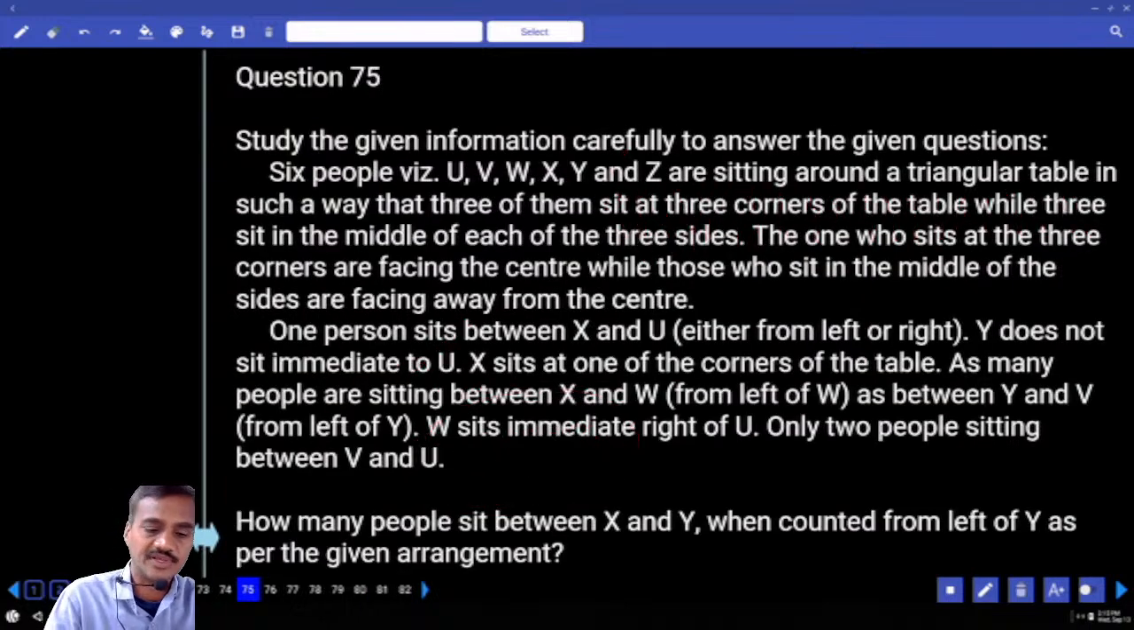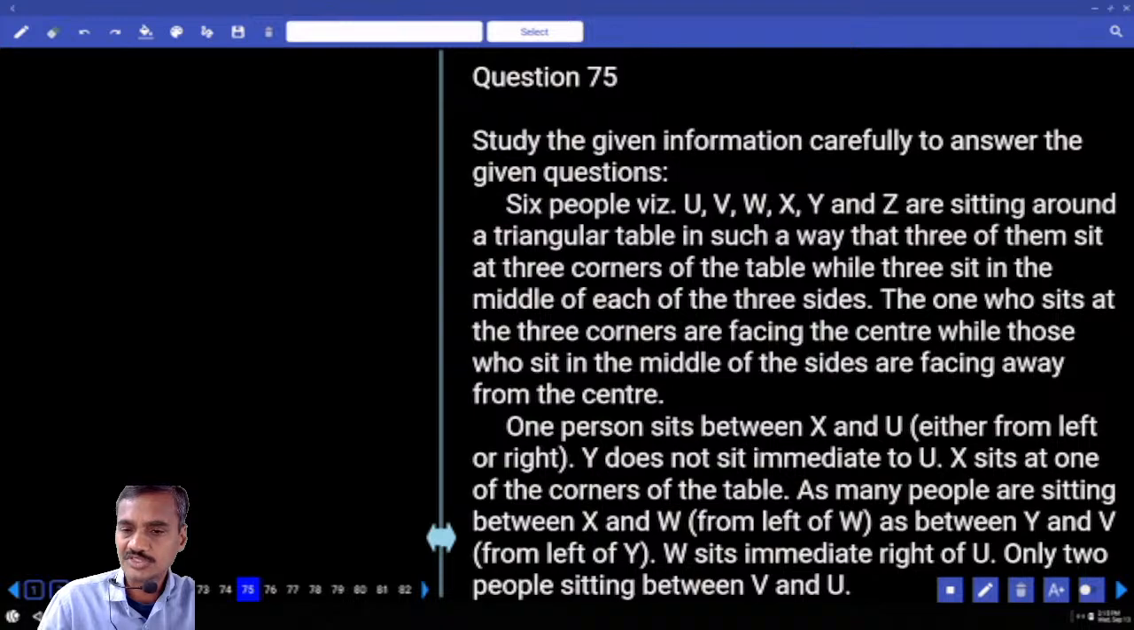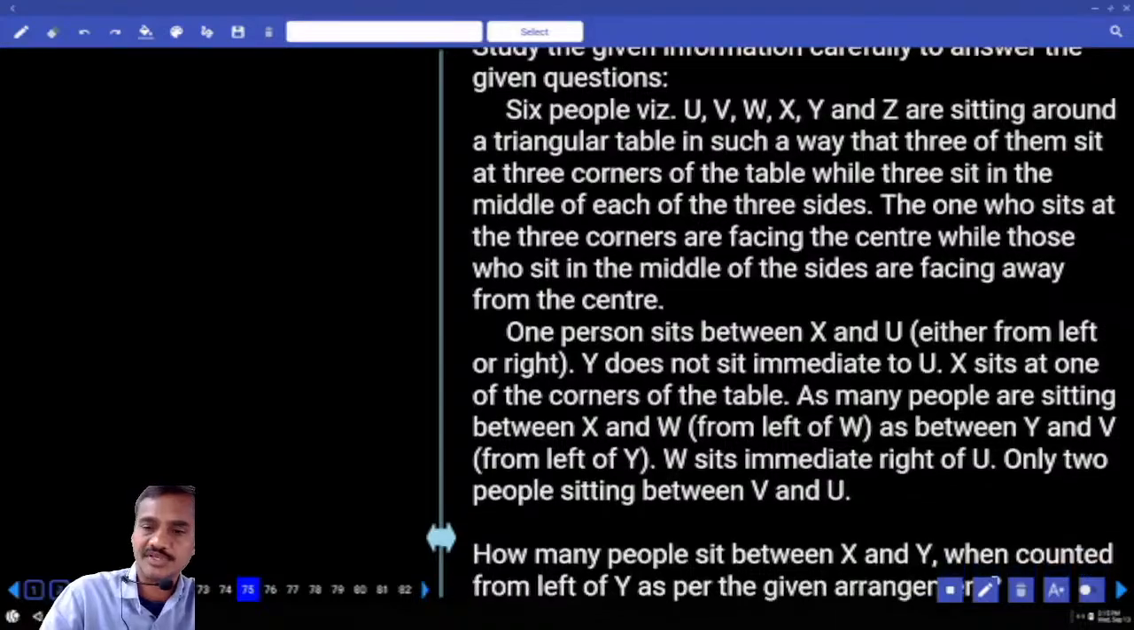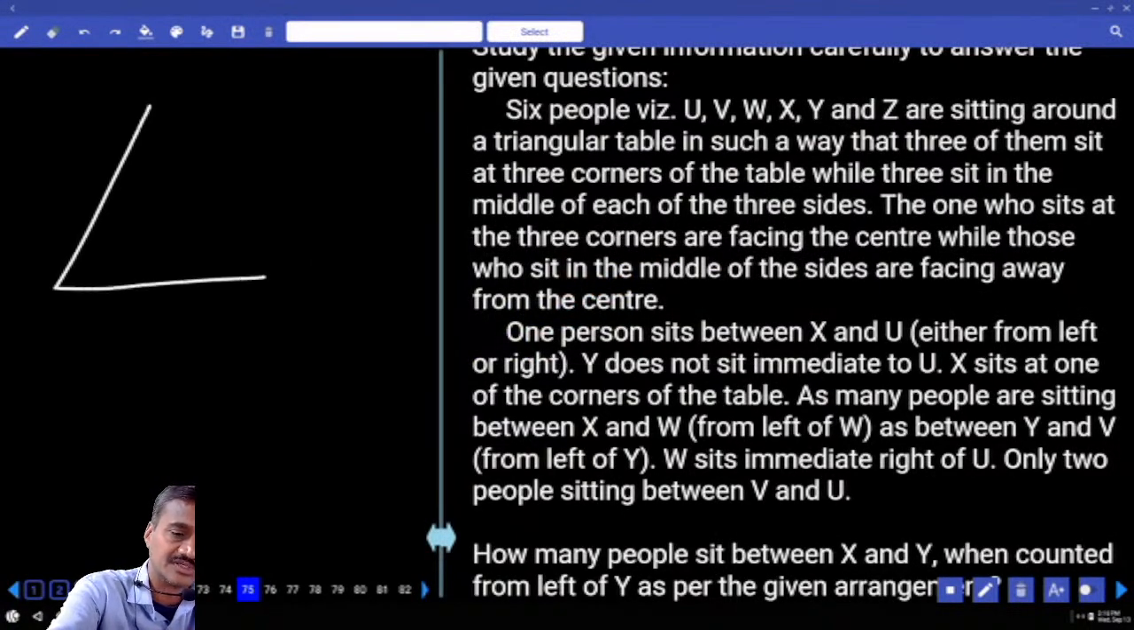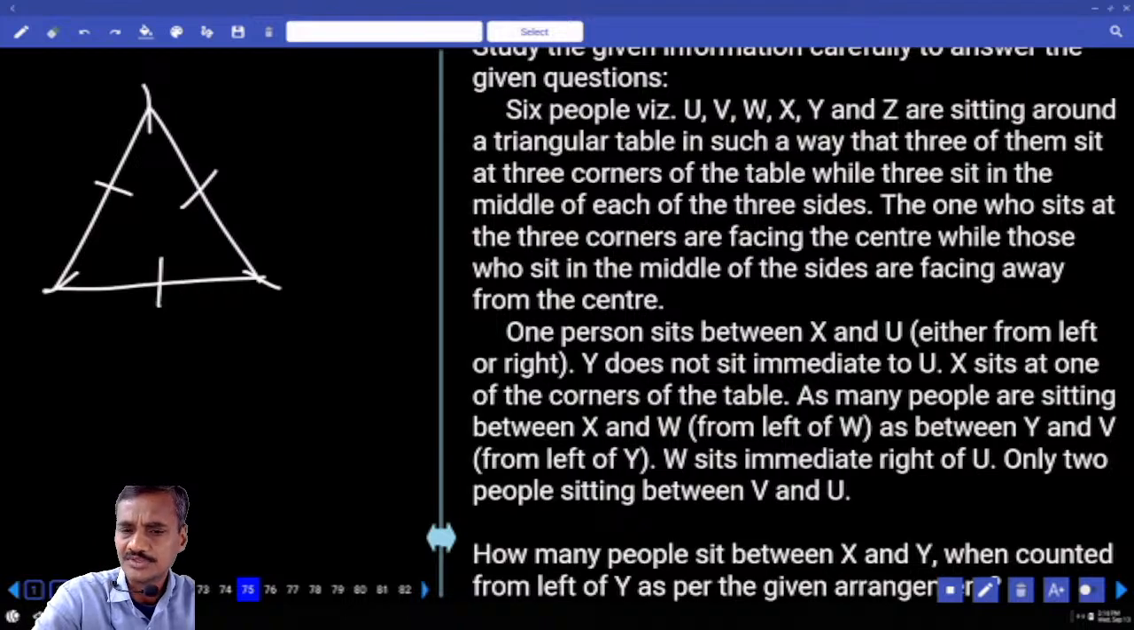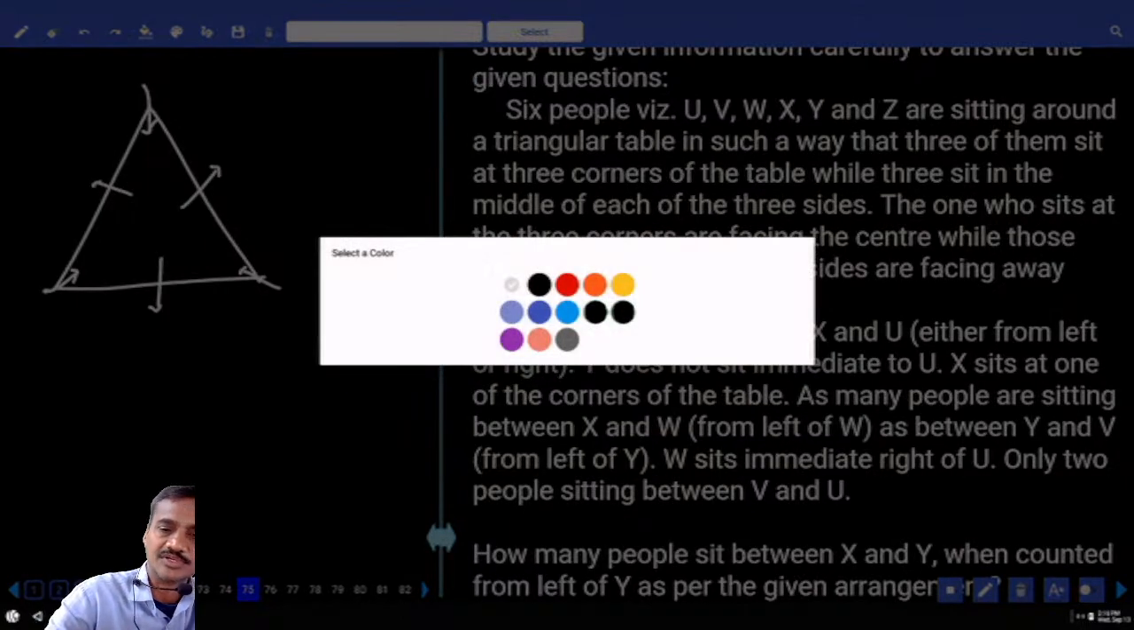Then the next one, 75. There are 6 people, 75 to 79. These 6 people are seated around a triangular table. 3 persons are at the corners and 3 are at the centers of the sides. The ones seated at the 3 corners are facing the center, and the ones at the centers of the sides are facing away from the center. Clear?